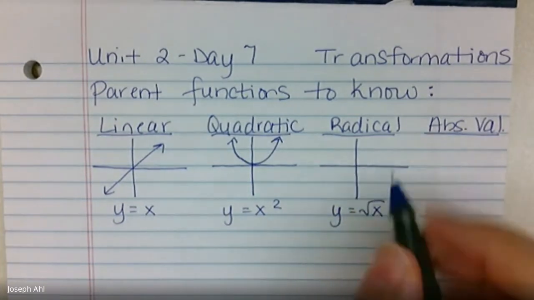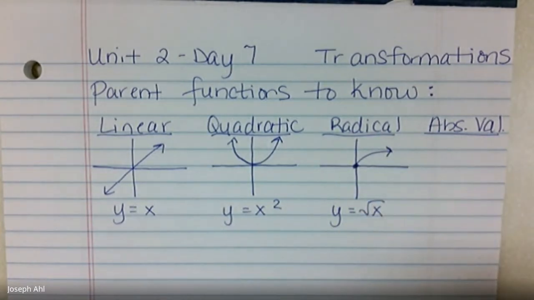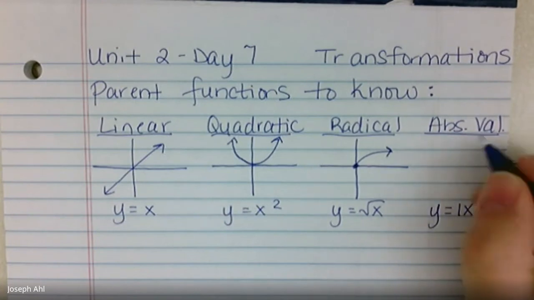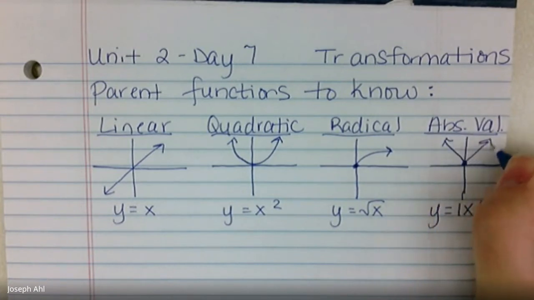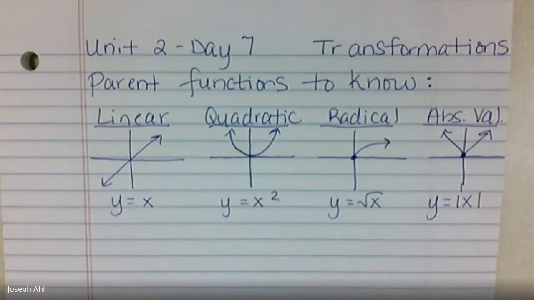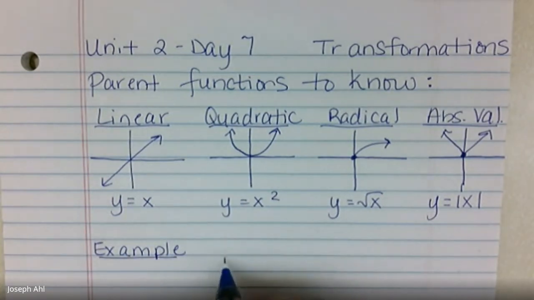For radical x, remember radical x has a starting point at the origin and then goes up and to the right slowly but surely. And finally, absolute value at the very end here for the absolute value of x. That one certainly has a V shape to it, with that vertex right at the origin. So if we know those parent functions, hopefully based on the graphing calculator lab, you understand how to apply some transformations to these functions.